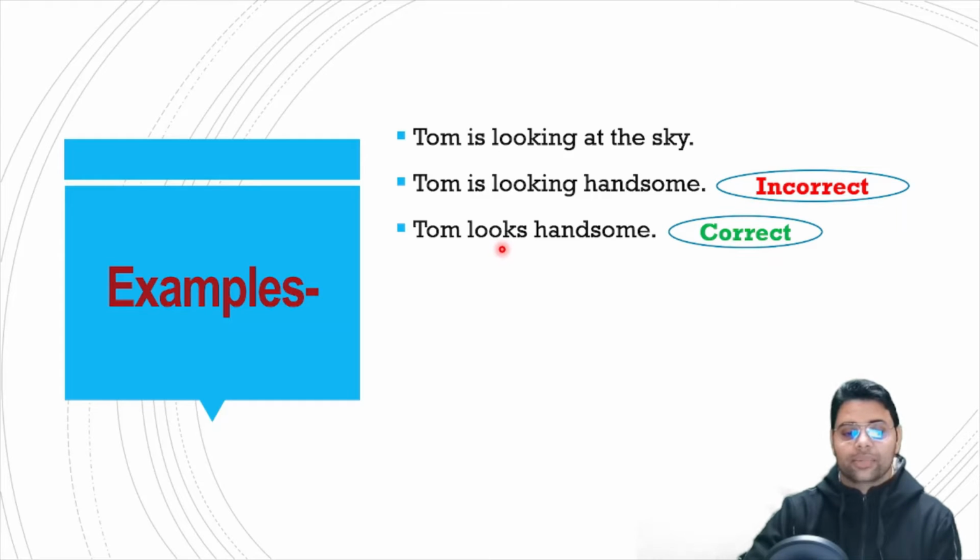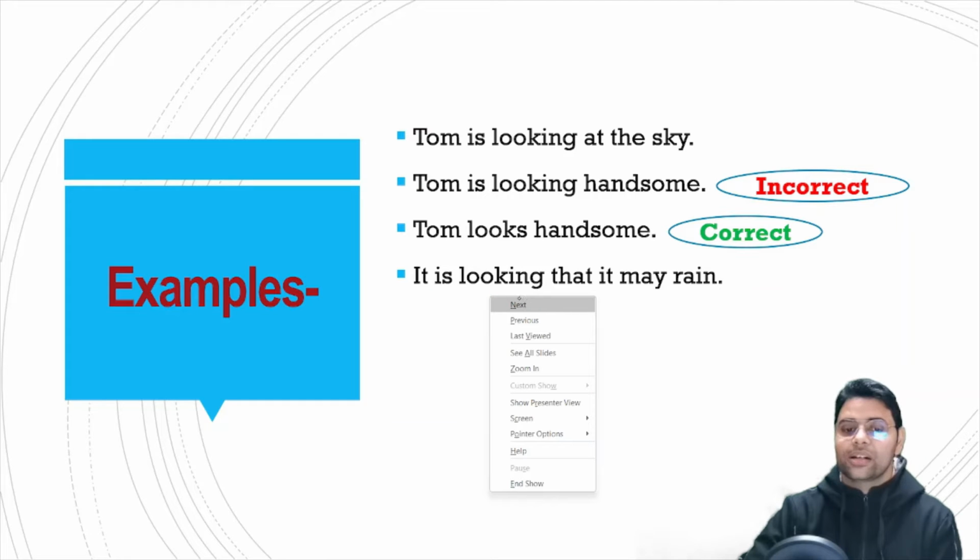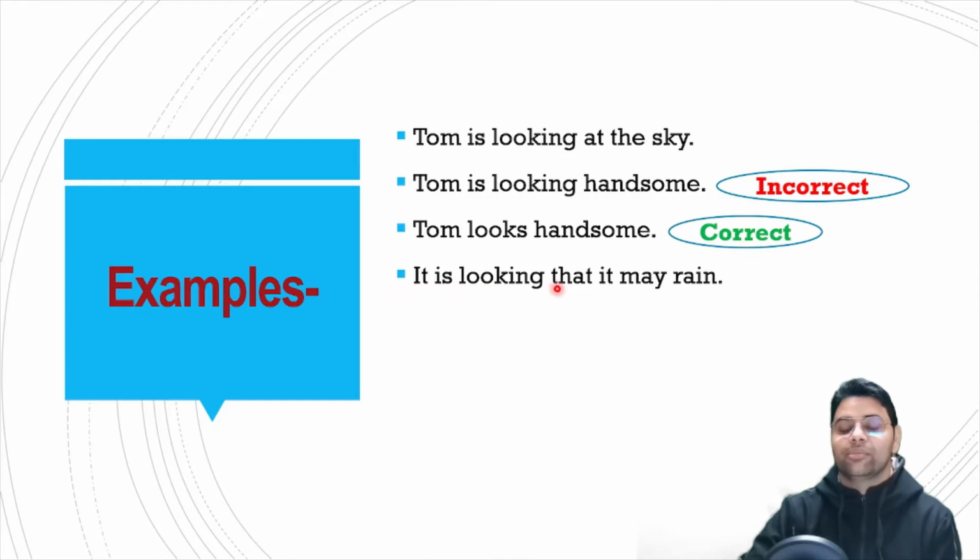Let's have one more example. It is looking that it may rain. So here somebody is directing his eyes towards something? No. Whereas here it appears or it seems that it may rain, right?